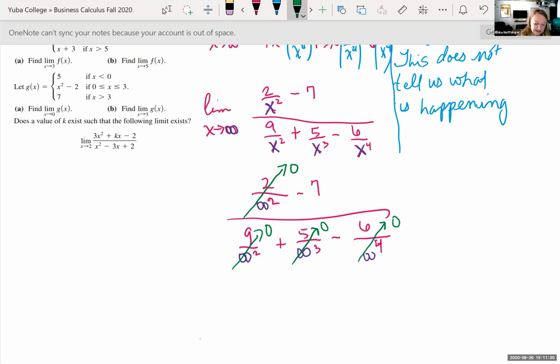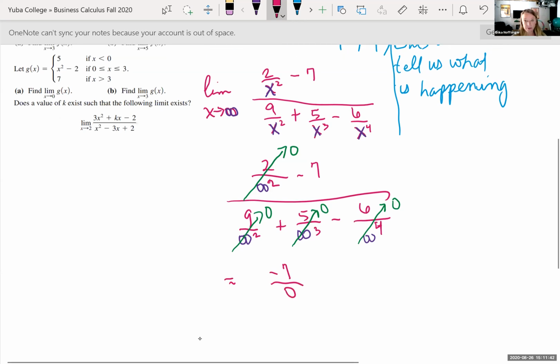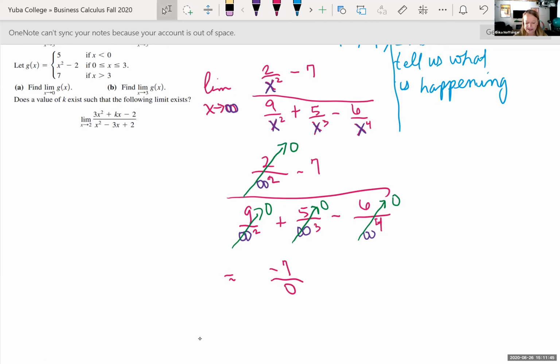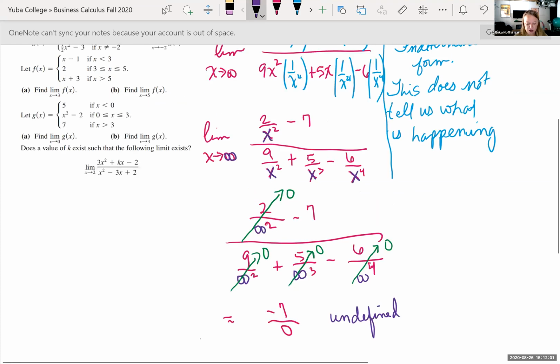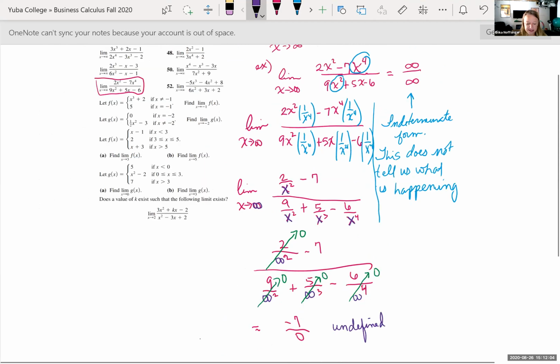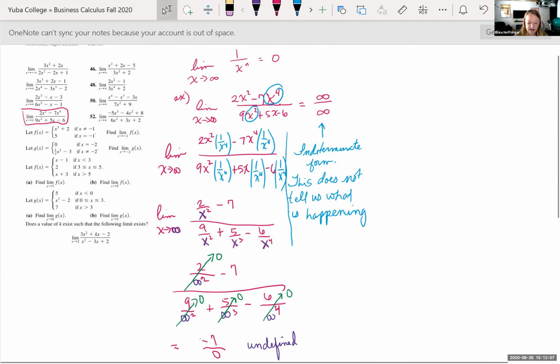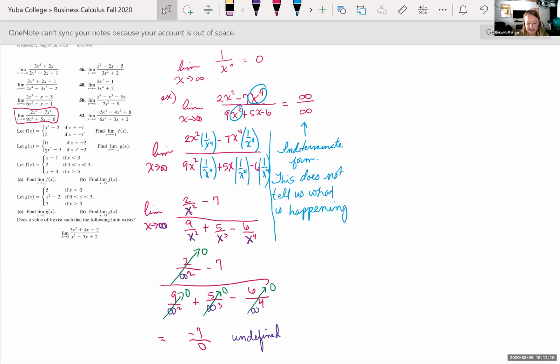So if we look at this, we're left in our numerator with the negative 7 all over pretty much 0. And so if you have a number other than 0 divided by 0, it's undefined. So what this is telling me is if I was to graph that function, the end behavior of the graph, it's either shooting up to positive infinity or negative infinity. And in this case, it looks to me like it's going to be going to negative infinity.